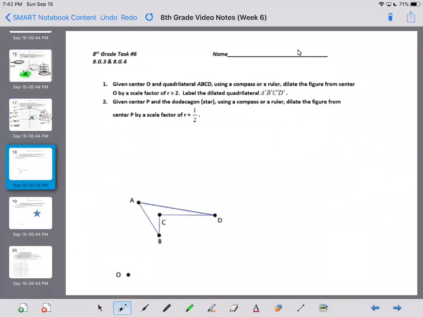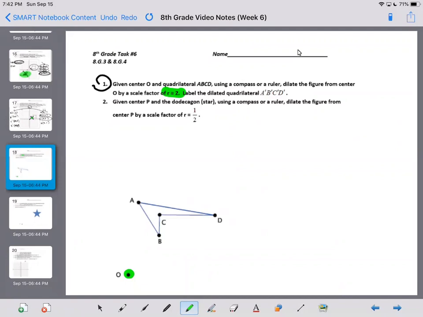So task number 6, we're going to look at where on number 1, it asks us to start at center O, which is here, and quadrilateral ABCD. Using a compass or ruler, I want you to dilate the figure from the center with the scale factor of R equals 2. So when you see R equals 2, that ratio multiplier is going to be 2.